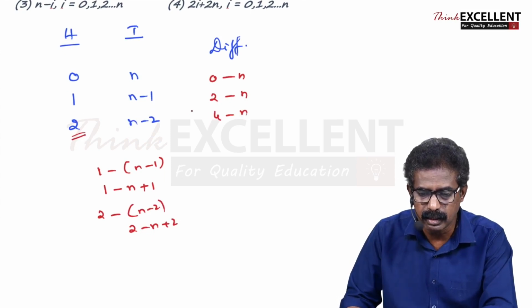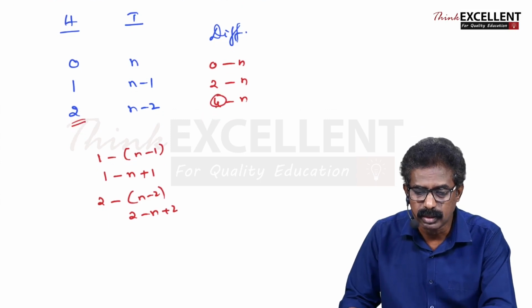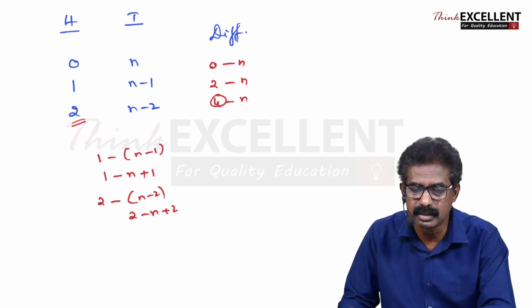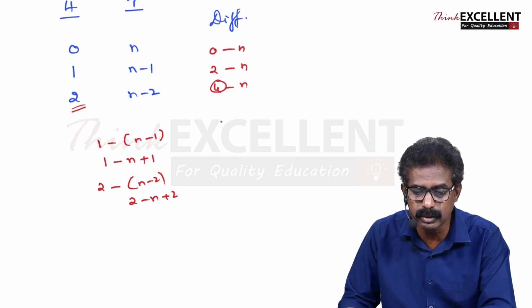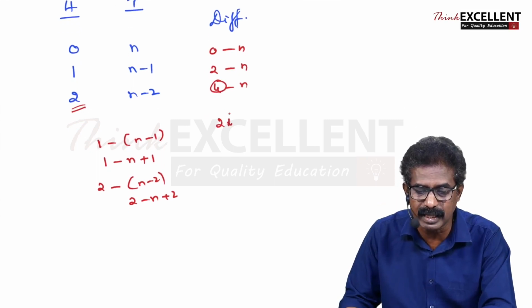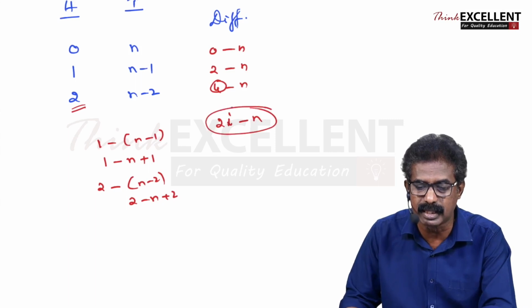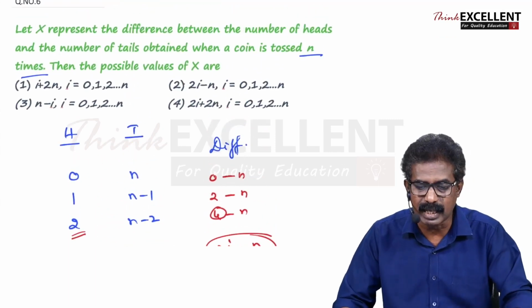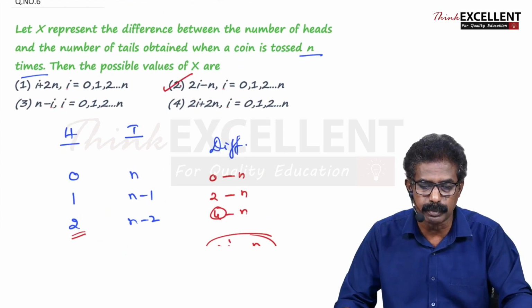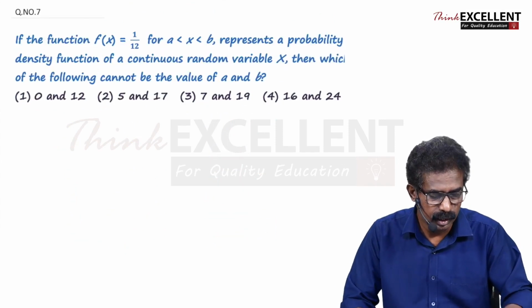If 2 is here, double it, right? So all even numbers: 2 into 0, 2 into 1, 2 into 2, n times. So 2 into n, or if it is i, 2i minus n, that is the general form. So the difference is 2i minus n, where i equals 0, 1, 2, 3, etc., up to n. So the second option.